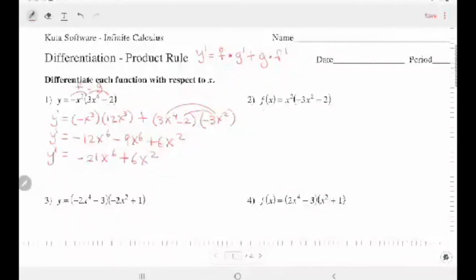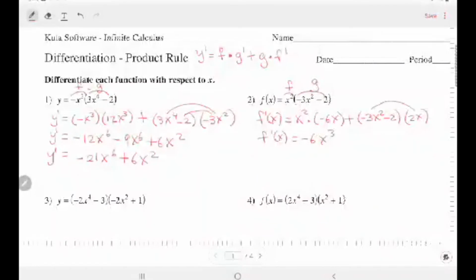On to number two, derivative of f is f prime of x equals, that's your f and that's your g. So f is x squared times the derivative of g, negative 6x, plus function g, negative 3x squared minus 2 times derivative of f is 2x. Distributing, you would get negative 6x cubed, and distributing minus 6x cubed minus 4x. Like terms, it's negative 12x cubed minus 4x.